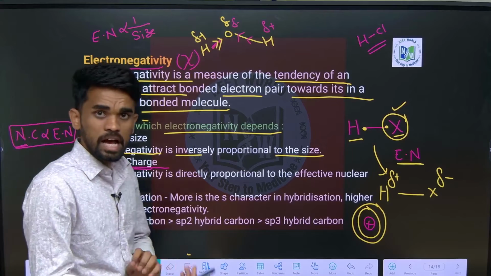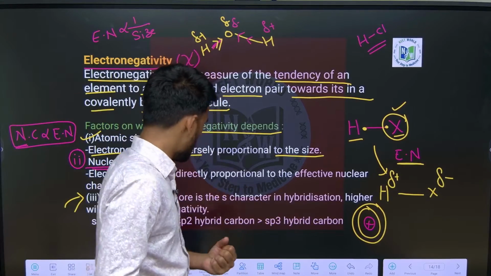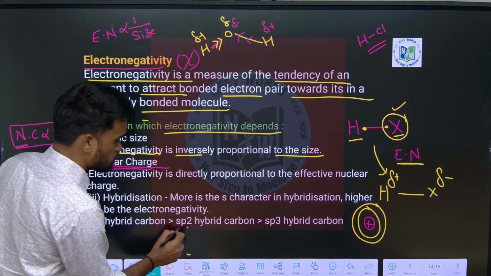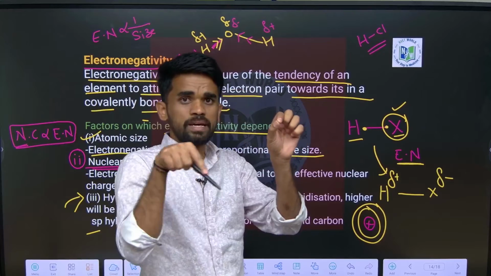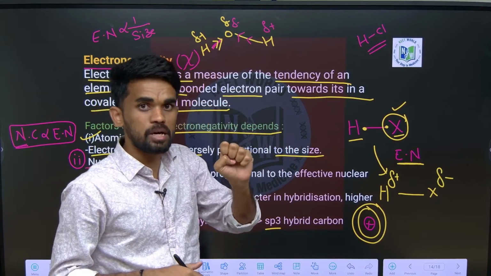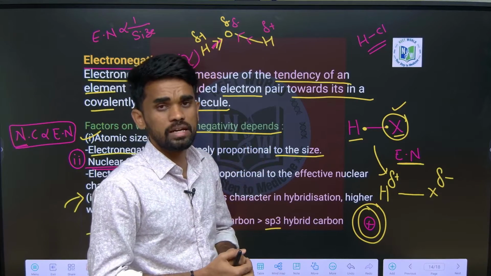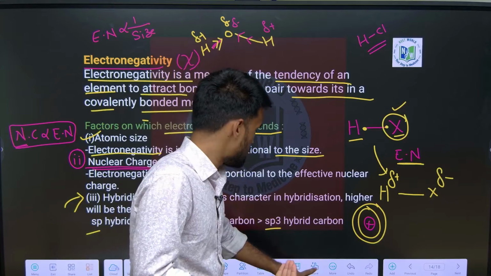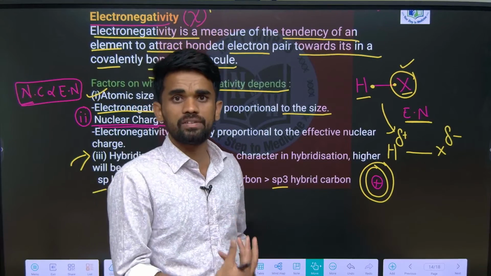So we have different hybridizations, as we have seen in the chemical bonding chapter, like sp, sp2, sp3. We know s orbital is very spherical, very symmetric around the nucleus. Therefore it has more penetrating capacity, we have studied. It means it will be very close to the nucleus. Therefore more is the percentage of s character, more is the electronegativity, we can remember.